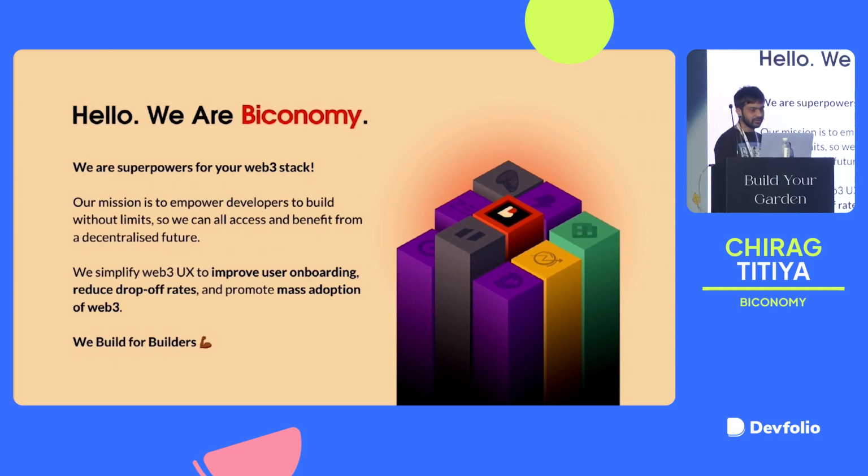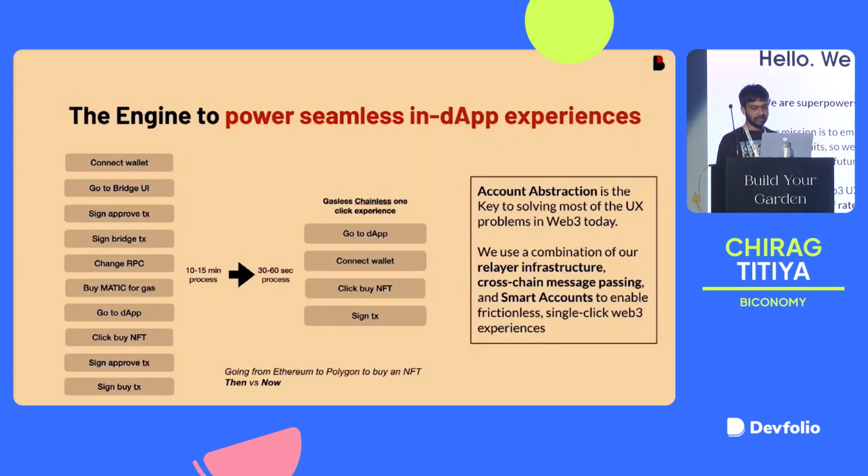We have been in the space for about 3 years, and we initially started with realizing the usability problems in the space. For example, the first thing was gasless transactions. That was the first product, and we have been continuously building for builders so that you can build better applications, and your users can have better experiences when they come to your platform. A lot of dApps have come to us and told us that it improved their interactions and user onboarding when they integrated the solutions of Biconomy. I'll get into the products, or maybe we can chat later.